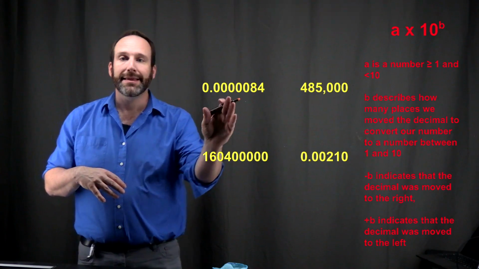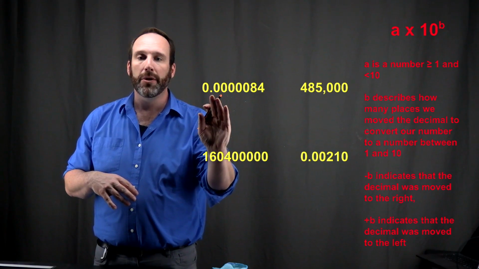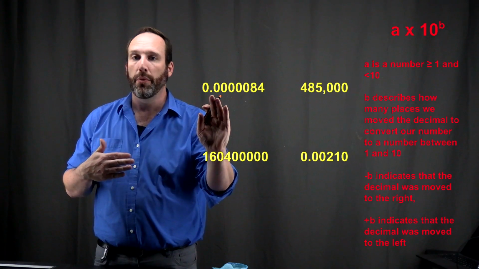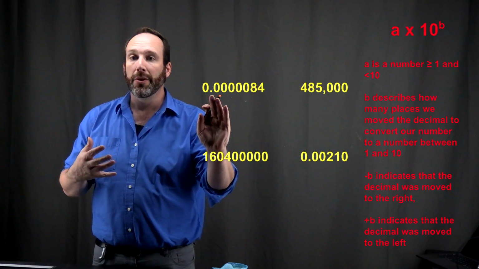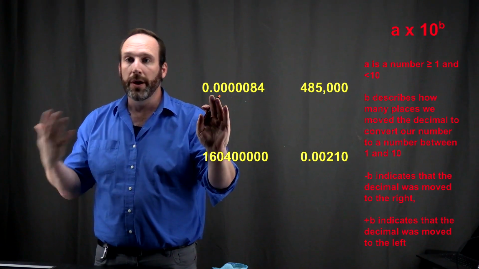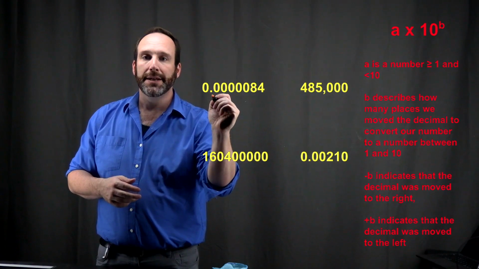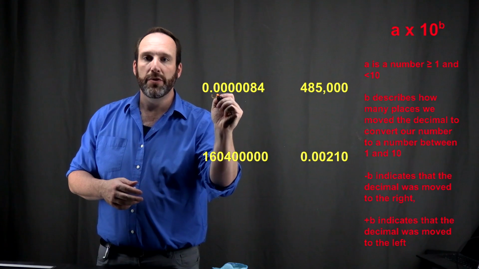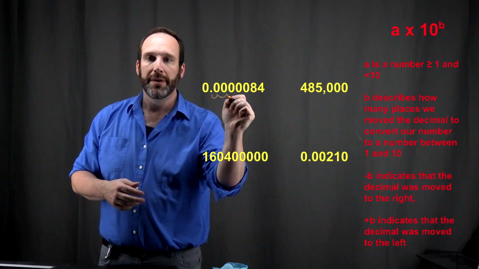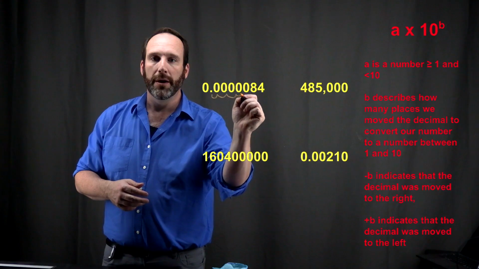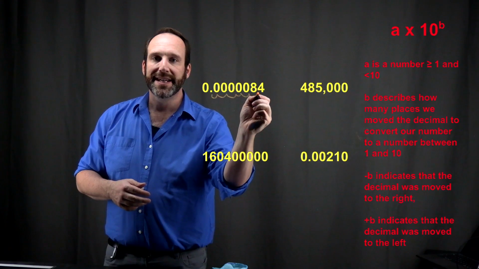And so how do we get there? Well, we've got to take this number and we've got to start moving that decimal point to get us to a number that is greater than or equal to 1 and less than 10. And so what I can do is start to move that decimal, and I'm going to move it 1, 2, 3, 4, 5, 6 places.